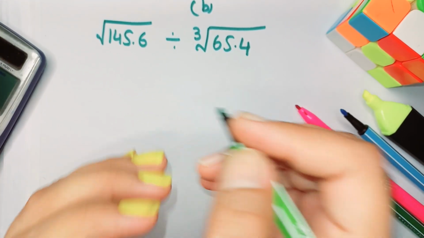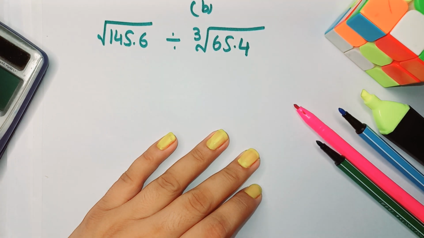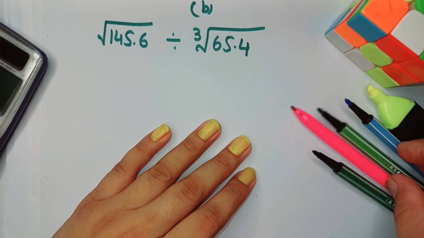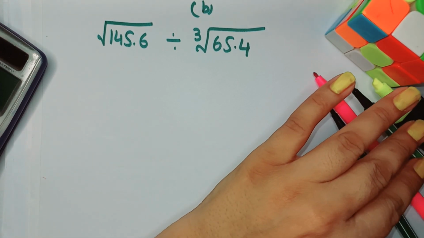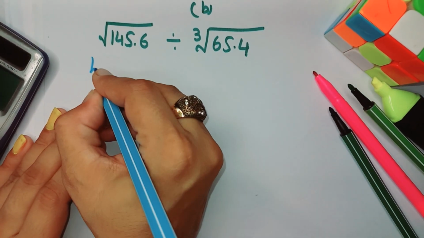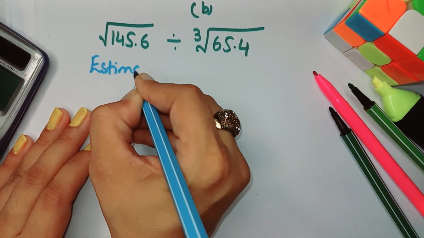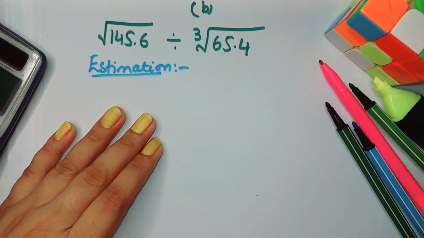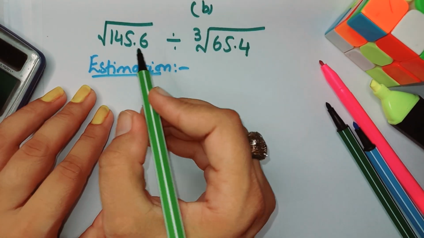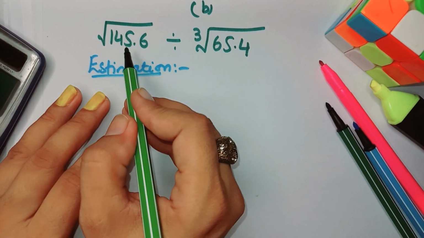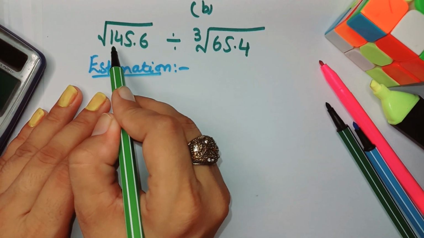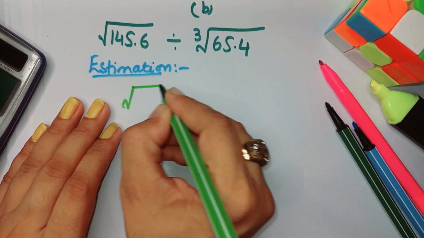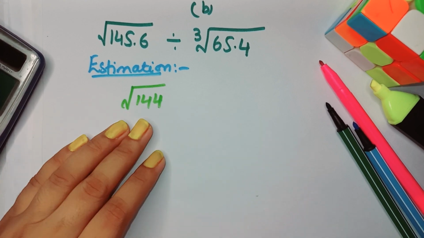B part. In the B part also we have to use estimation first, and then we have to use the calculator to find the answer. So first we are using estimation. Now let's estimate it. I'm writing 145.6, and I'm estimating it to 144.